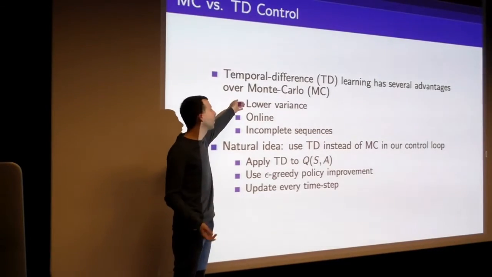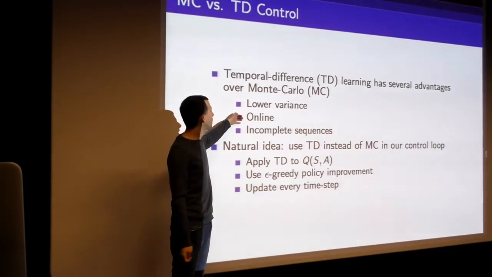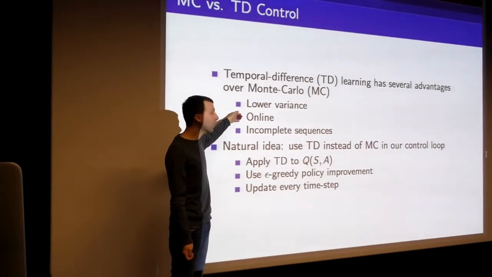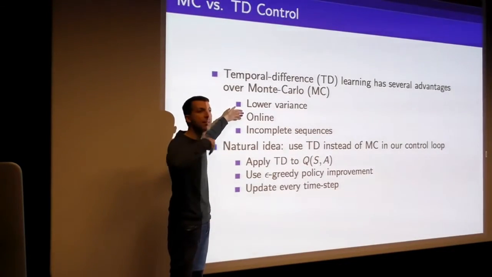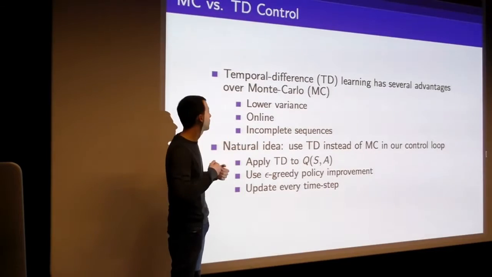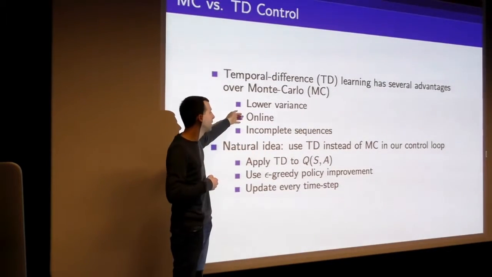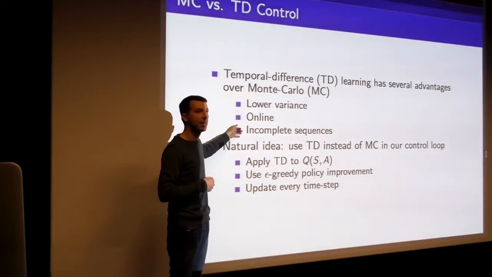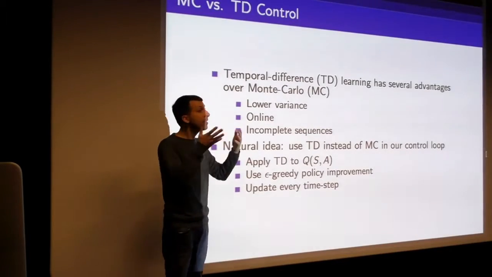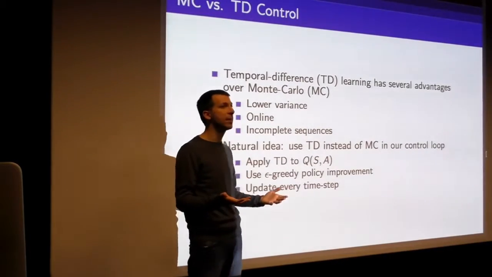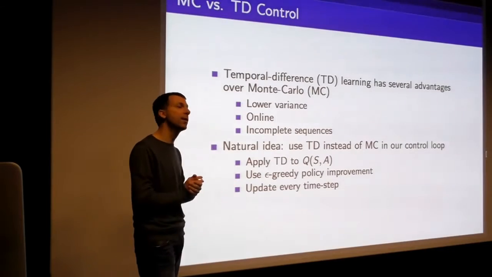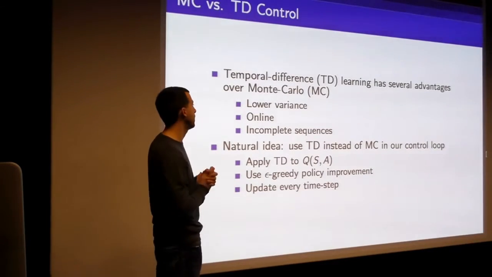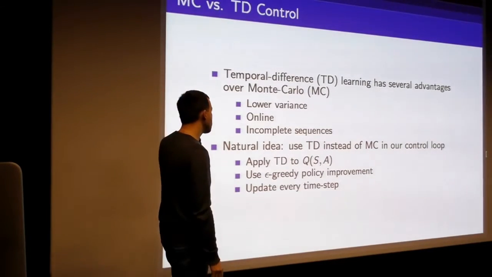Why? Because it can be lower variance, because it can be run online in continuing domains. Even if there's no termination, you can still run this. It can be run from incomplete sequences. And what we'll see in this lecture is that there's an additional benefit to using TD, which is when you use off-policy learning. It becomes particularly important to use TD.